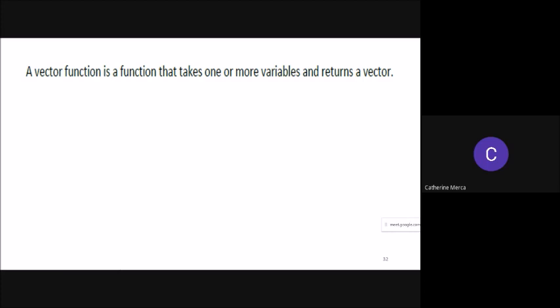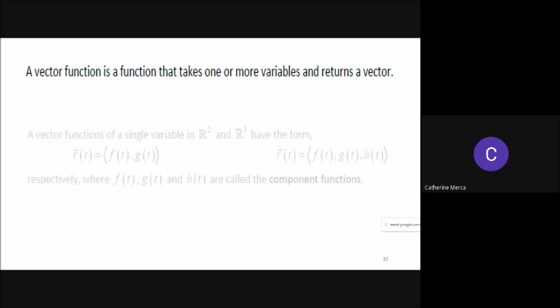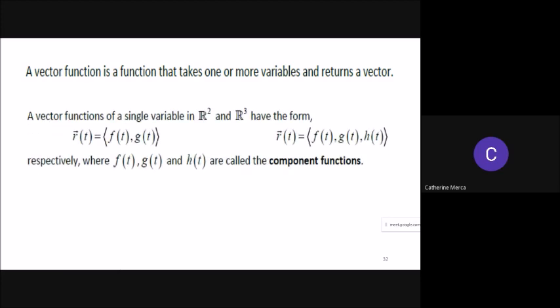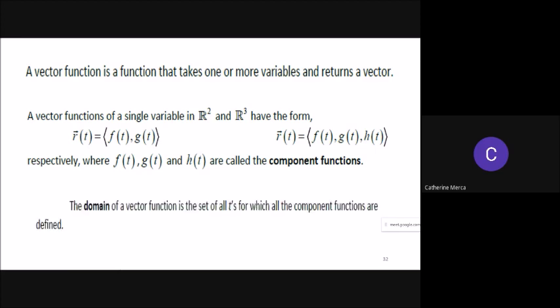A vector function is a function that takes one or more variables and returns a vector. Na-discuss na natin ito before. Okay? But it's just a review of this one. The domain of a vector function is the set of all t for which all the component functions are defined.